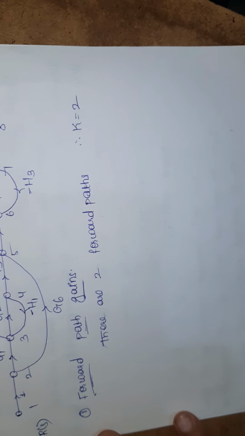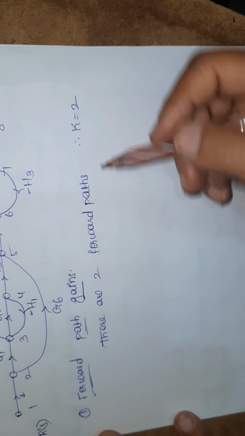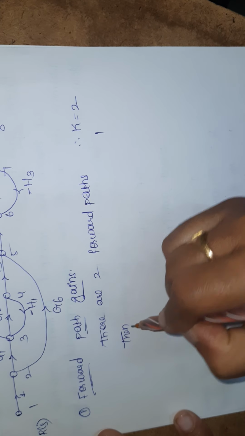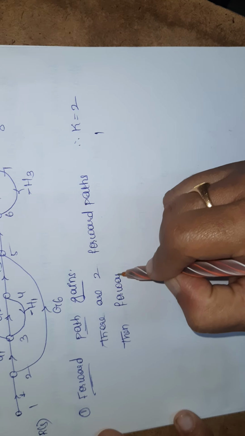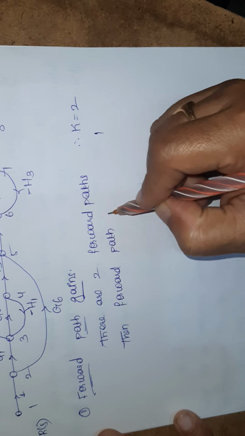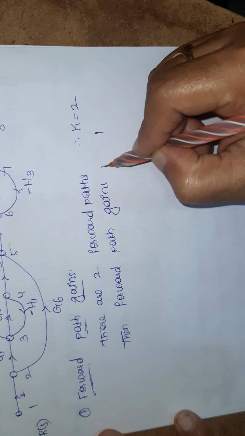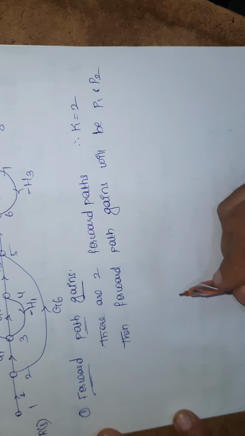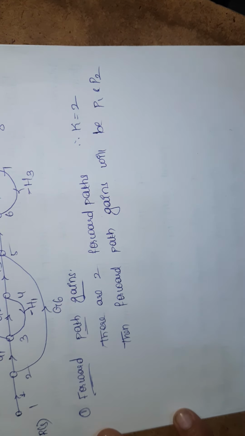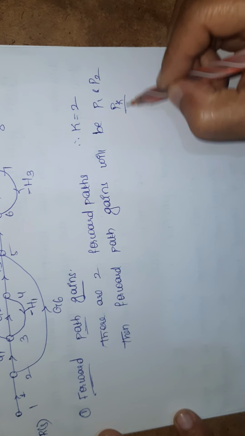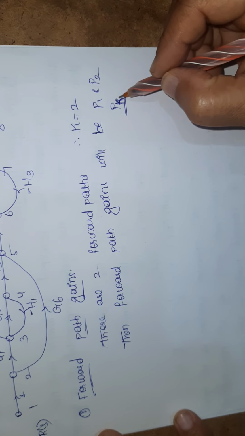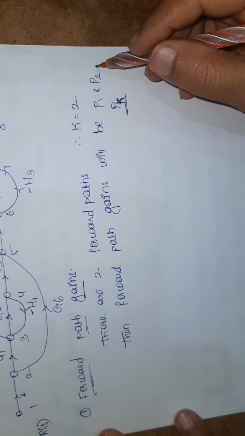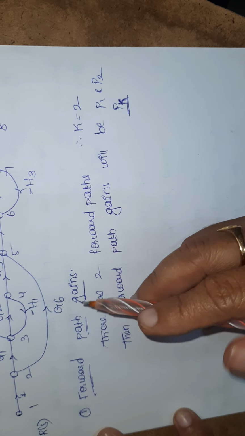Okay, then forward path gains will be P1 and P2. In the formula we have seen P suffix K. So depending upon the number of K values, that is the number of forward paths, we have forward path gains. Now first see what is a forward path.